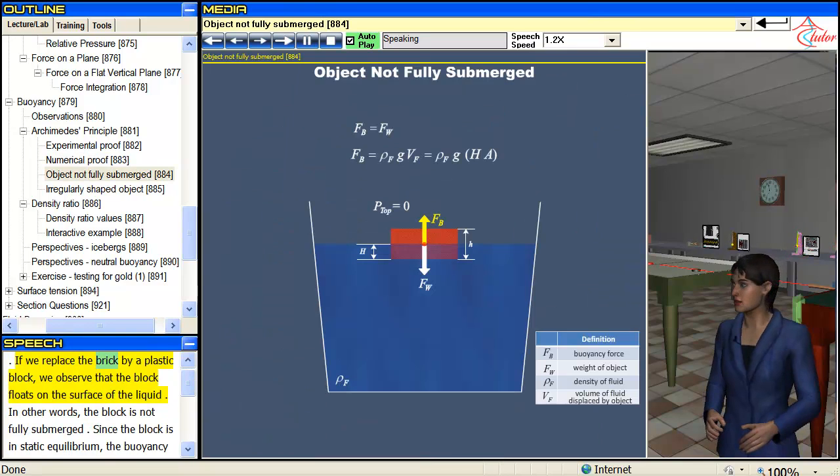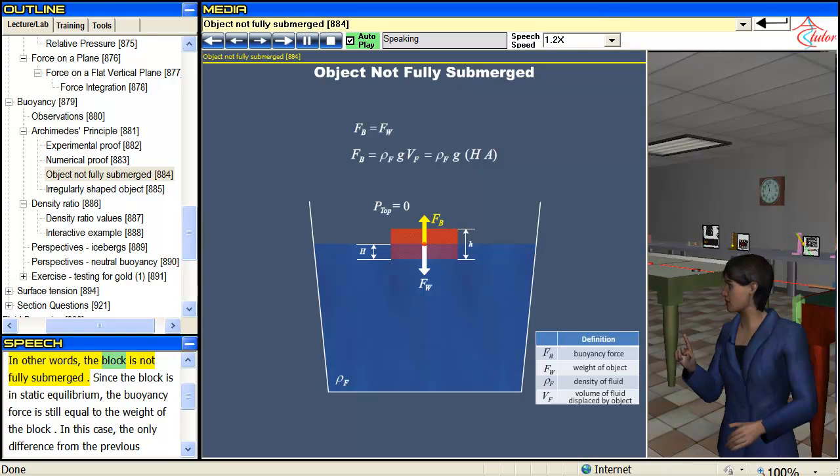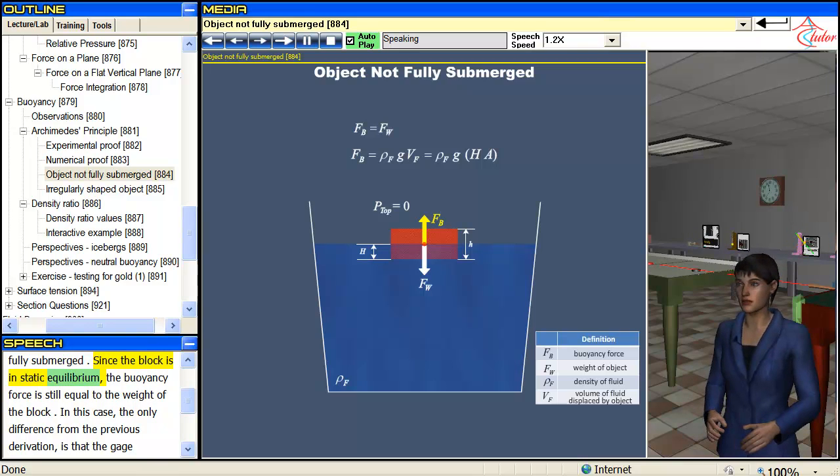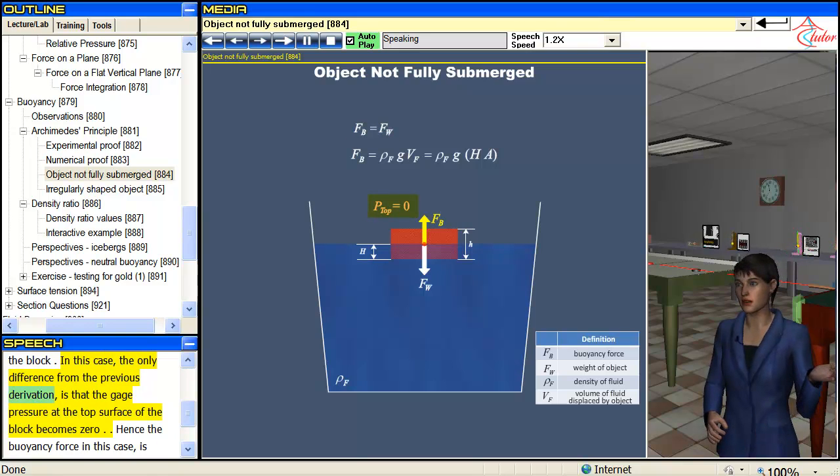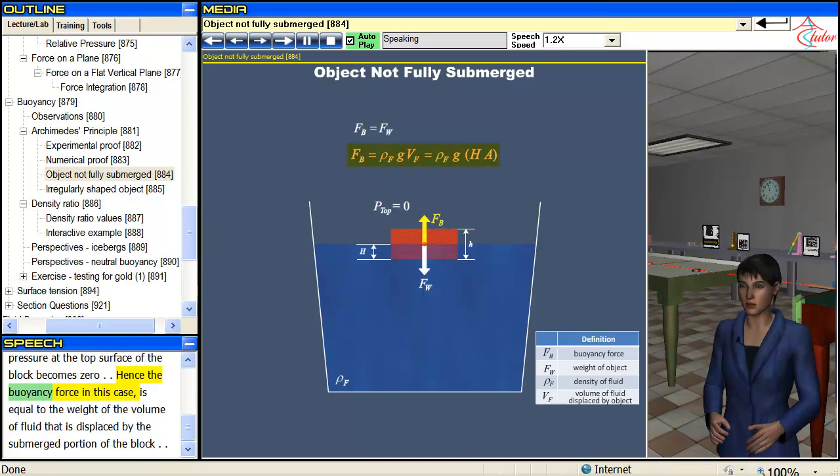If we replace the brick by a plastic block, we observe that the block floats on the surface of the liquid. In other words, the block is not fully submerged. Since the block is in static equilibrium, the buoyancy force is still equal to the weight of the block. In this case, the only difference from the previous derivation is that the gauge pressure at the top surface of the block becomes zero. Hence the buoyancy force in this case is equal to the weight of the volume of fluid that is displaced by the submerged portion of the block.